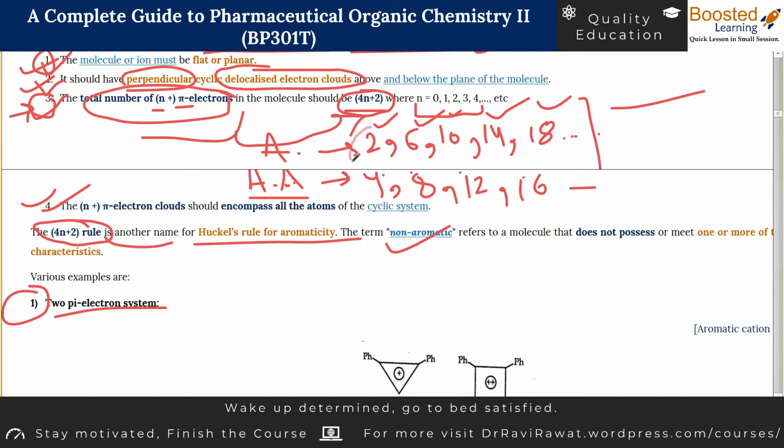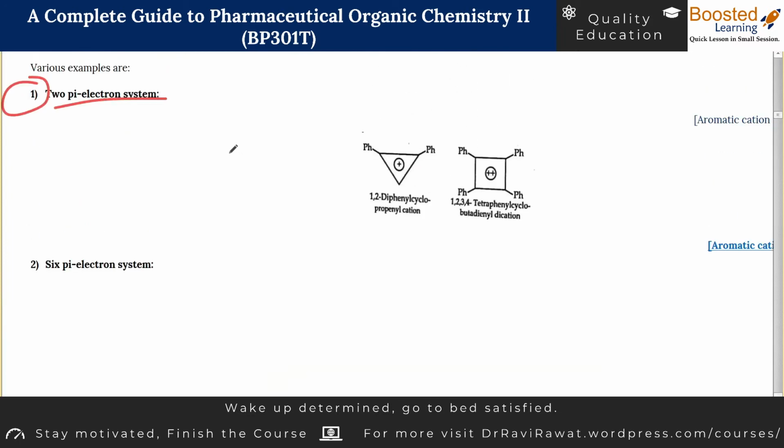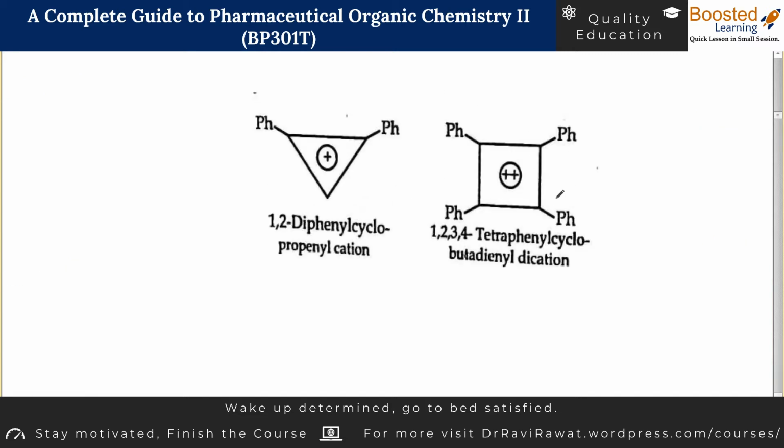So we are covering this particular number: if any compound possesses 2 pi electrons, then how can that molecule be aromatic. We are going to cover 2 examples inside it, and both of these examples are of ions. These are not molecules, these are charged species. That is why these are called ions. The first example is the cyclopropenyl cation.